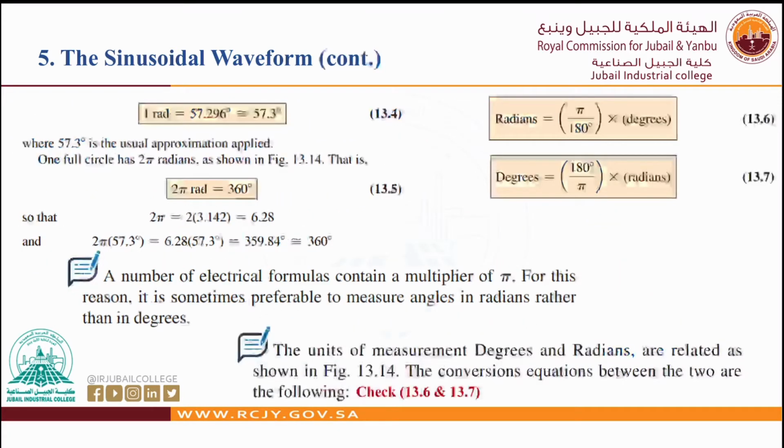Okay, the sinusoidal waveform also we are having here, 1 radian. Now we are having the radians and degrees. Remember the circle, guys, here. Okay, this is the circle. We have here 0 angle. Okay, we have here 90, we have angle here 180.